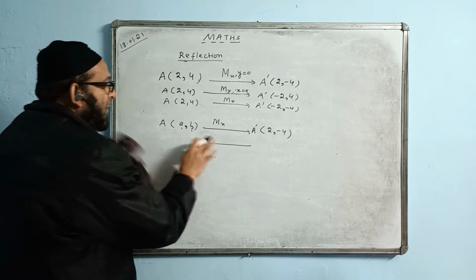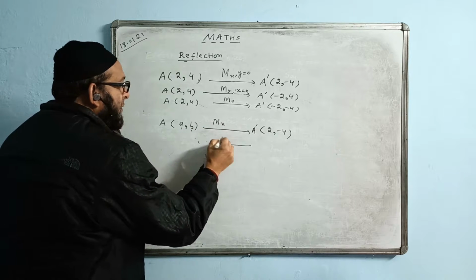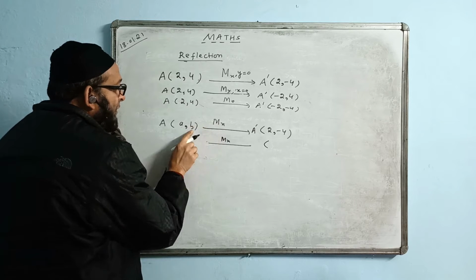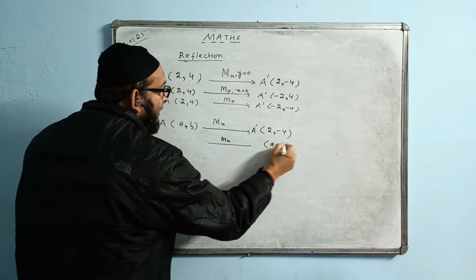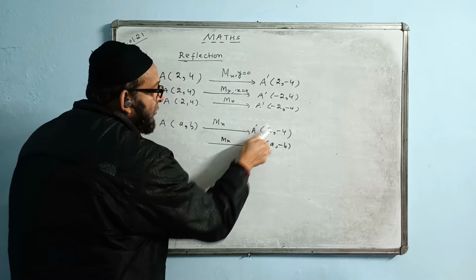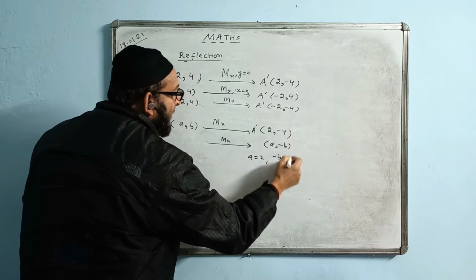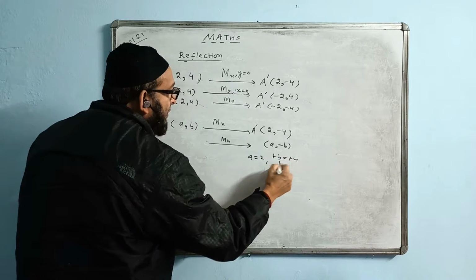We'll reflect this point in the x-axis. We write the answer below it. In the x-axis, the sign of the y coordinate will change. I write the answer like this: a comma minus b. Let us match. A value is 2. Here we have minus b is equal to minus 4. Minus minus cancel. You get b value coming 4.